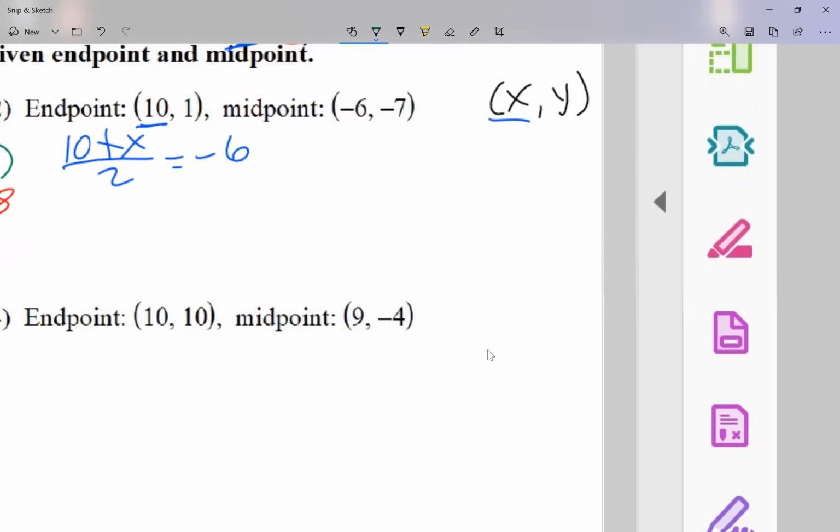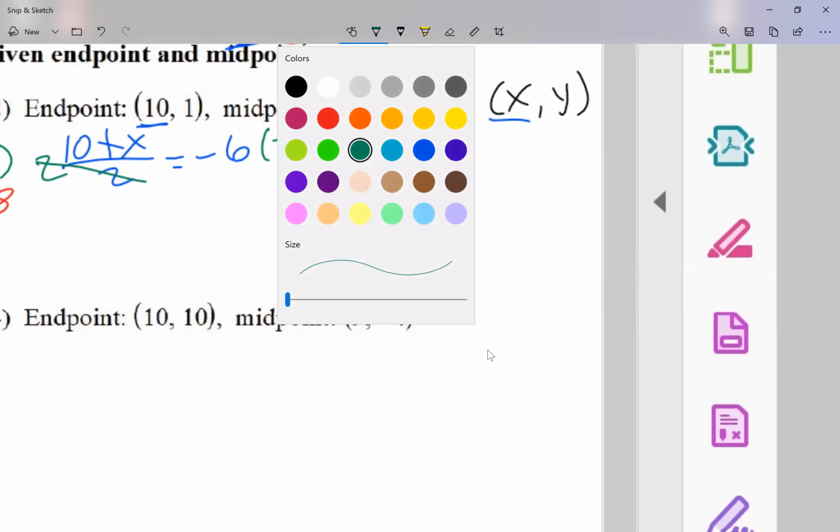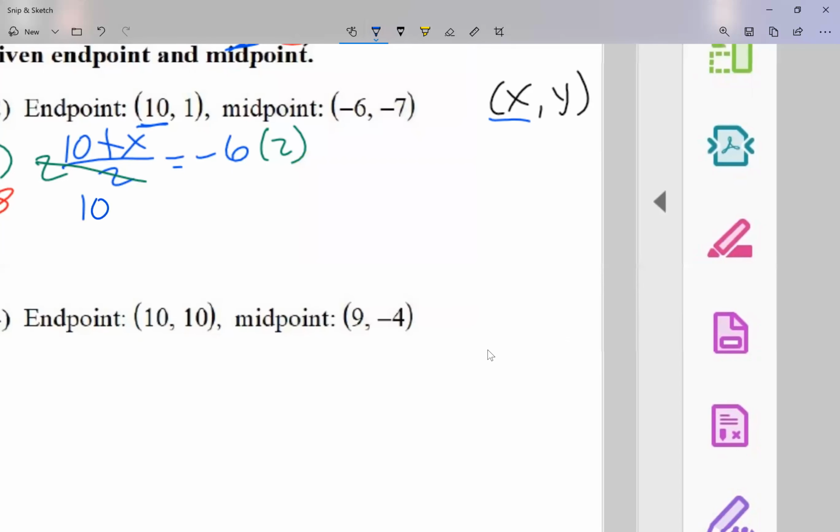Don't want to have fractions, so let me multiply both sides by 2. That way these 2's cancel out. So that gives me 10 plus x equal to -12, right? -6 times 2 is -12. I want the x by itself, so I want to get rid of the 10. This +10, I move to the other side as a -10. So I get that x equals -22, right? -12 minus 10 is -22.